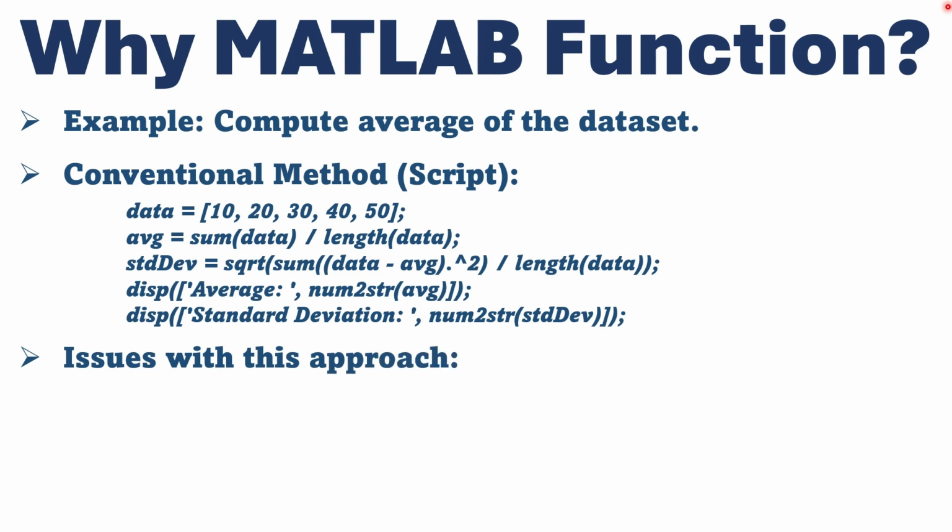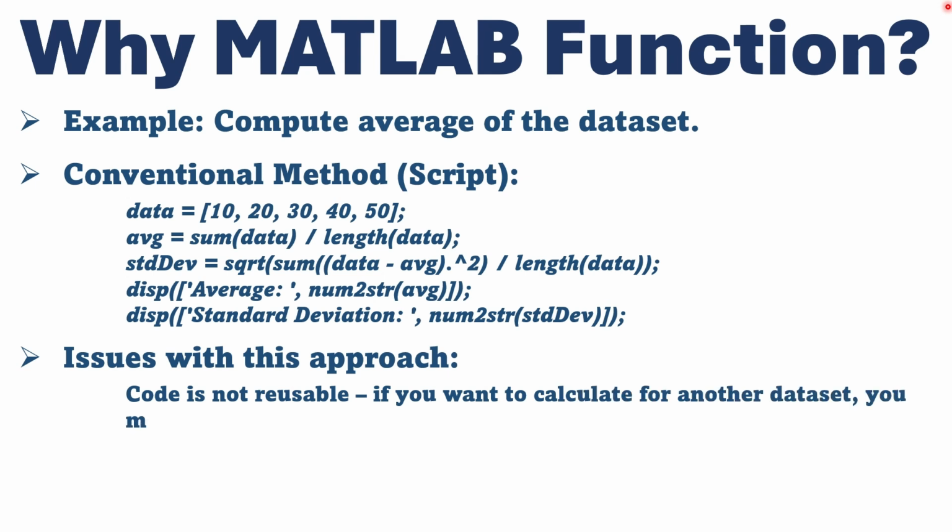Let's look one by one. So first is the code is not reusable. That means if you want to calculate for another data set, you must edit the script. Just imagine I am doing the standard deviation and the average for these numbers. But tomorrow, if I want to do the averaging of different numbers like 50, 80, 90, 100, and the length of the data set is also different, then what do I need to do?